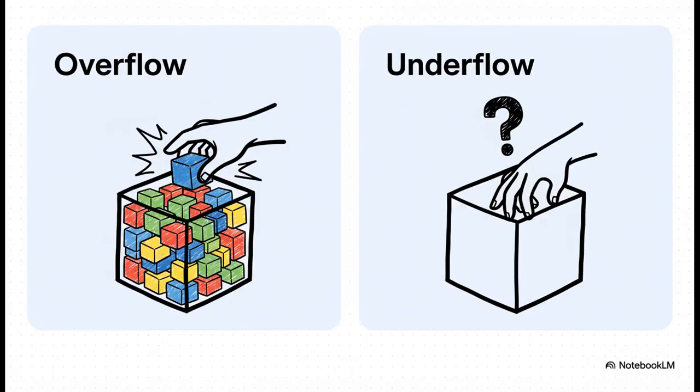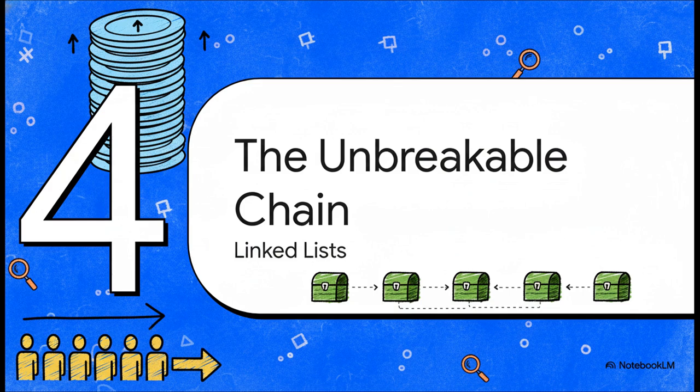Now there's one interesting thing that both stacks and queues have in common, if they have a fixed size. They can run into two classic problems. Overflow, that's when you try to cram one more item into a container that's already full. And underflow is the opposite, when you try to take something out of a container that's already empty. But what if you don't know how many plates you're going to have? Or what if that line of people could just keep growing forever? For situations like that, we need a much more flexible tool. We need the linked list.